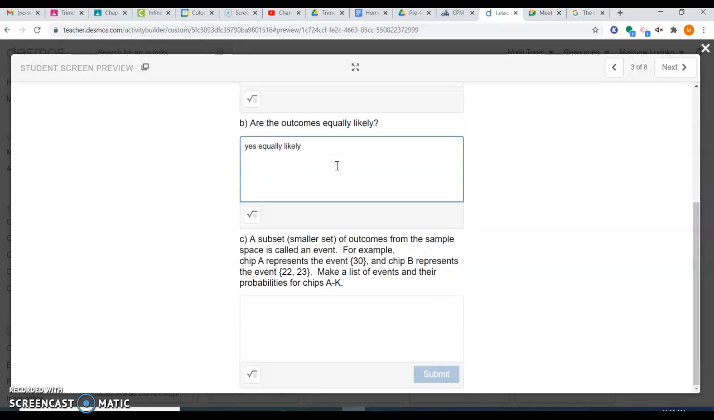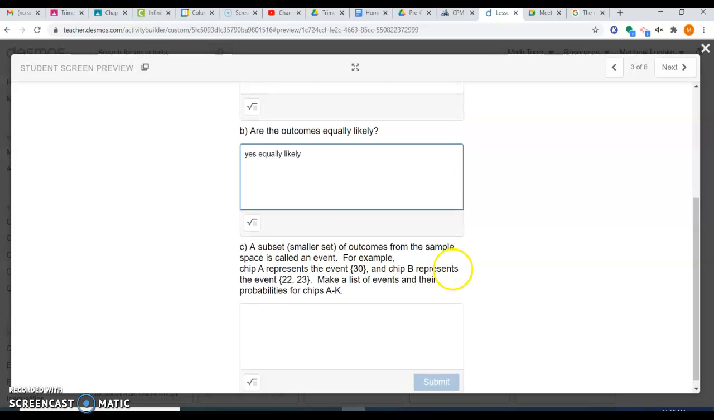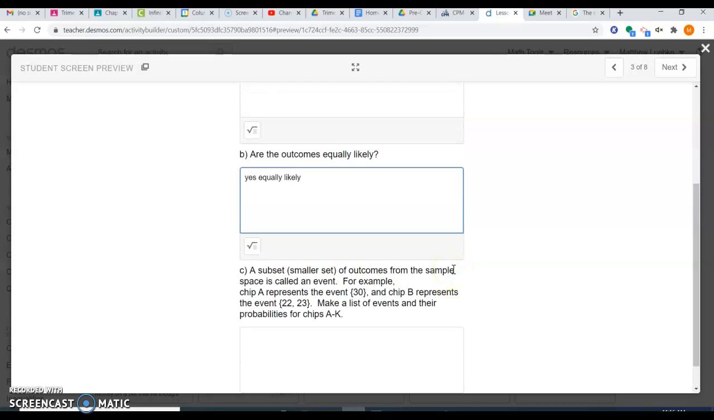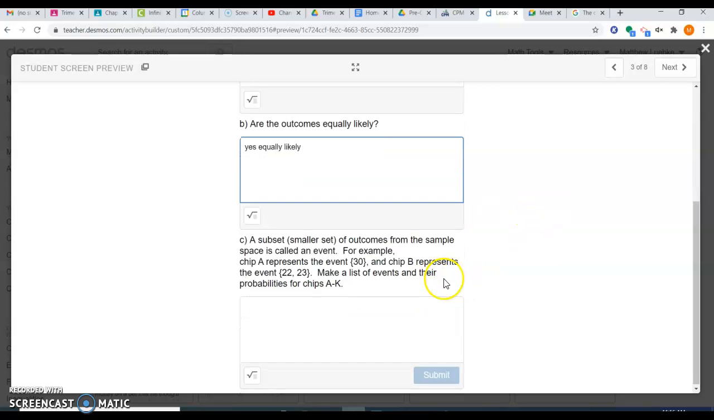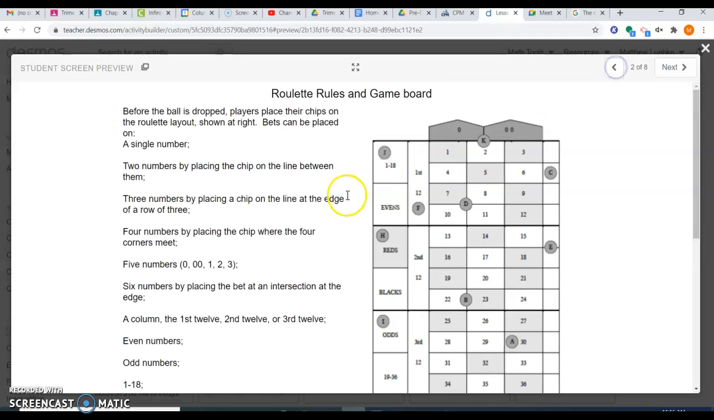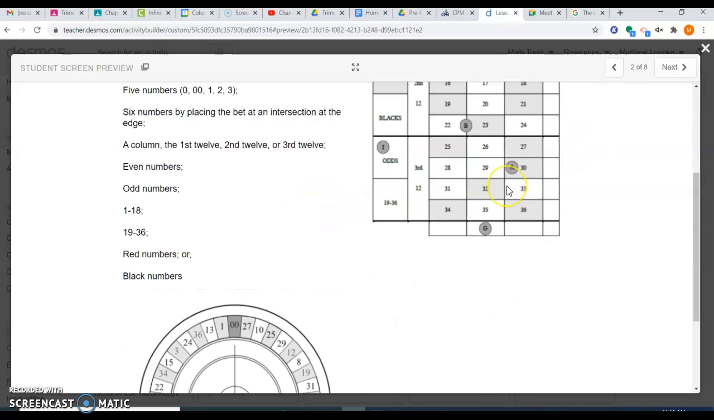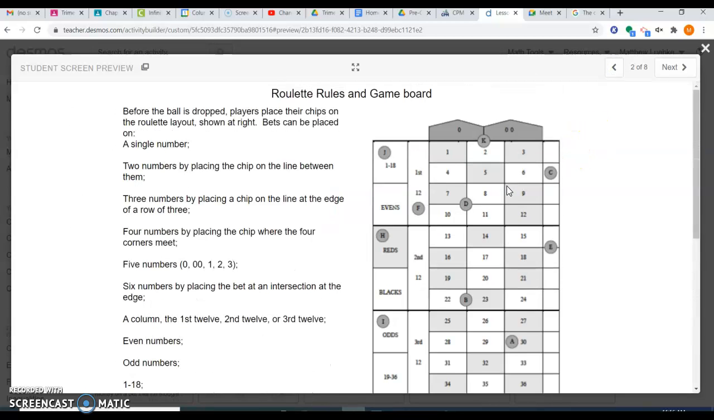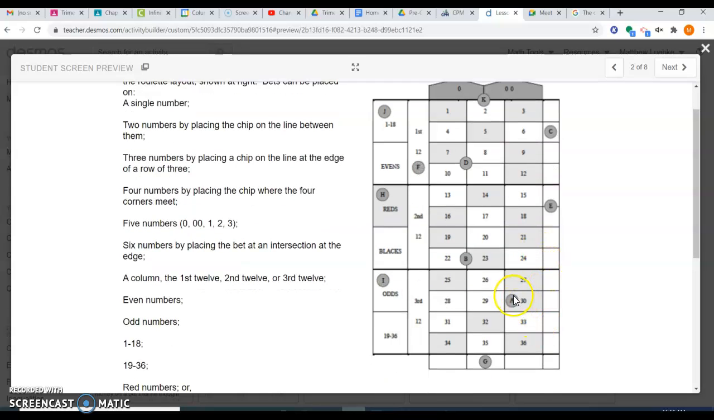Now, this is the part where people can get stuck. It's talking about subsets of the outcomes, just smaller sets of all the possible outcomes. They give you a couple of examples. They say the subset for chip A is 30. That's because if we look at the betting chip for A, and you can have that resource page open, I'm just flipping back and forth here, if you look at that chip for A, it's sitting only on the 30. So the smaller set just for A would be that 30.